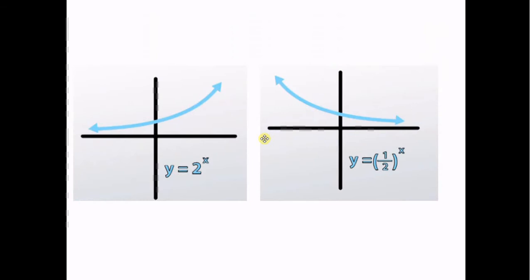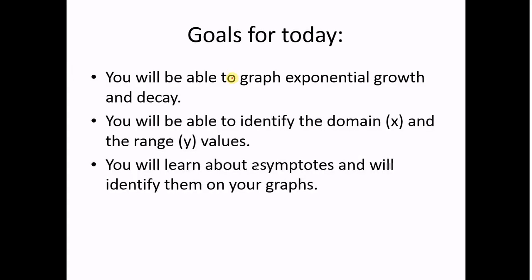So, here are the two kinds of graphs we're going to be looking at. This over here is a growth graph. And this is a decay graph. Notice how the decay looks like it's decaying. The growth looks like it's growing. So keep that in the back of your head. When you're doing a growth graph, it should look like it's going up. Decay should look like it's going down. So be careful of that.